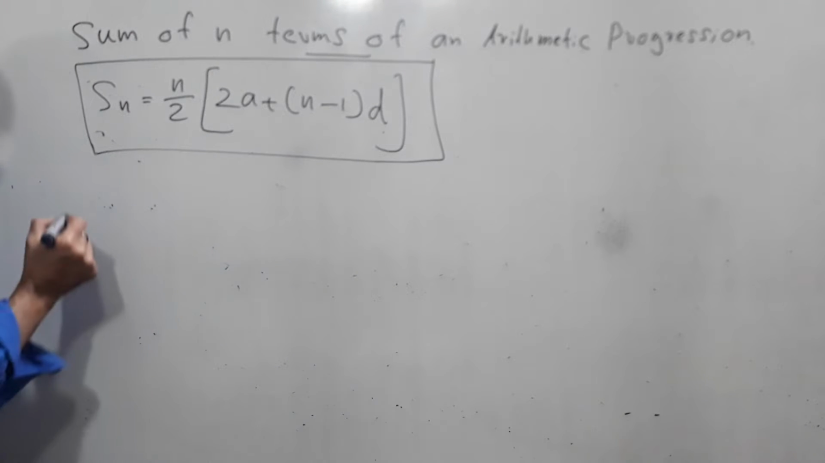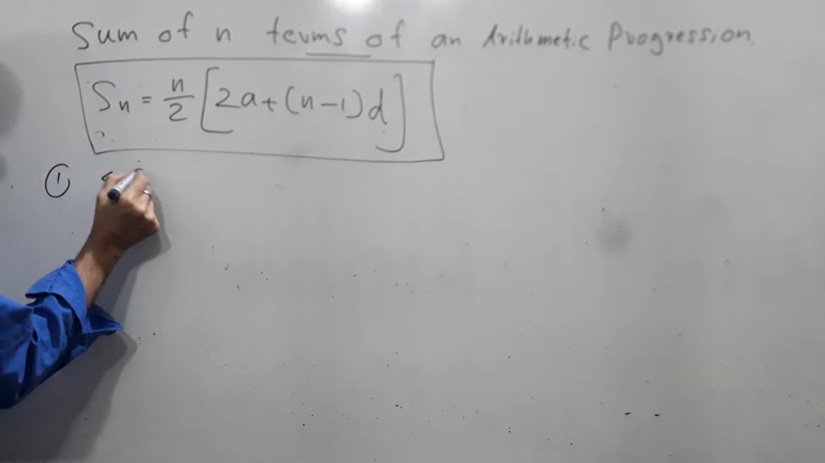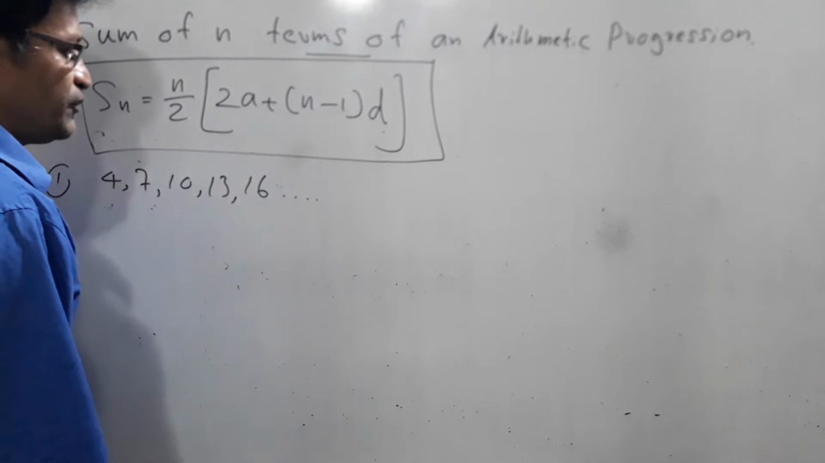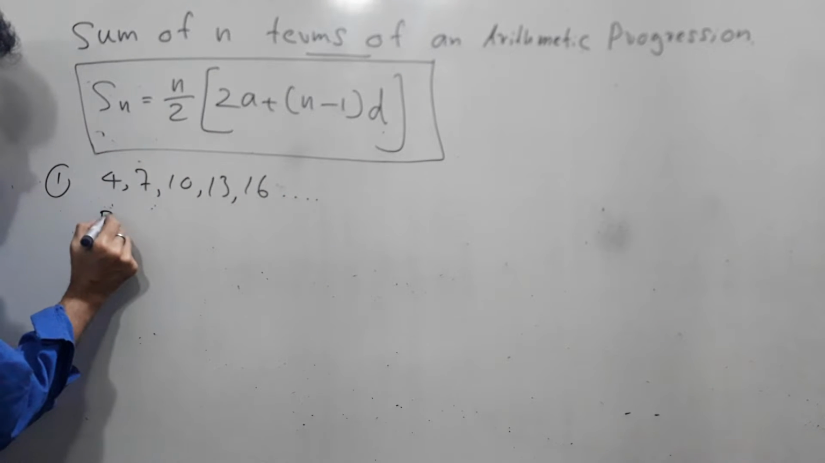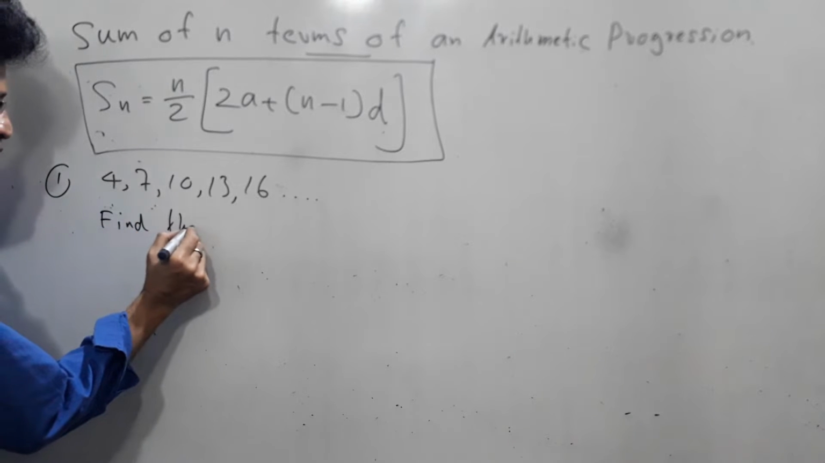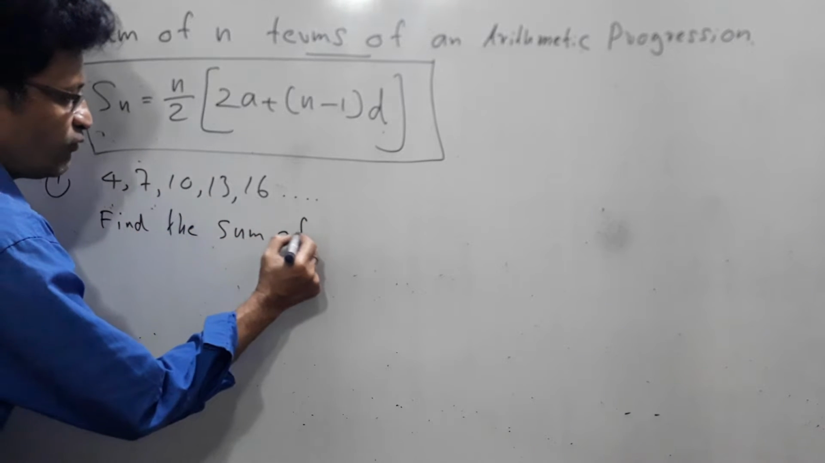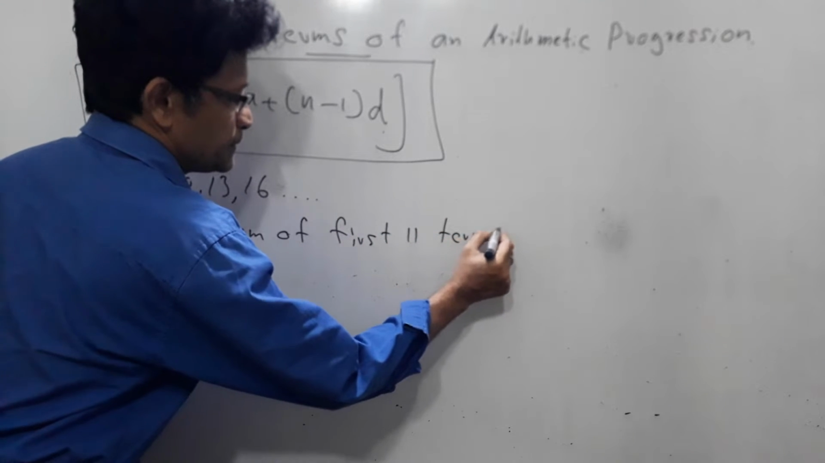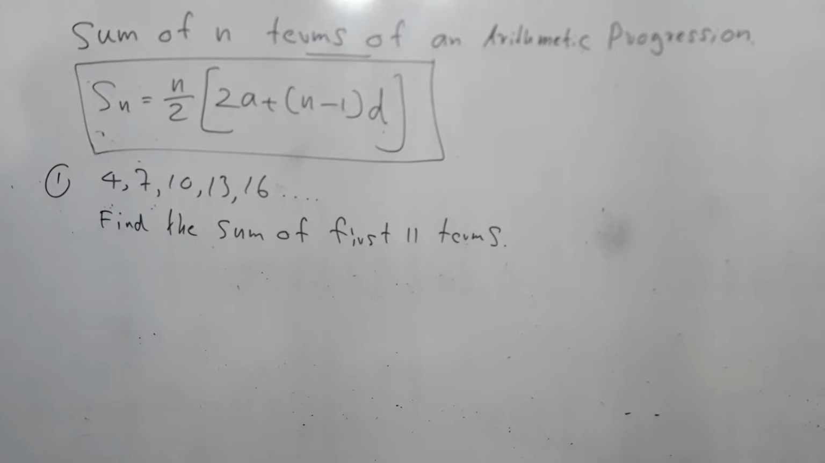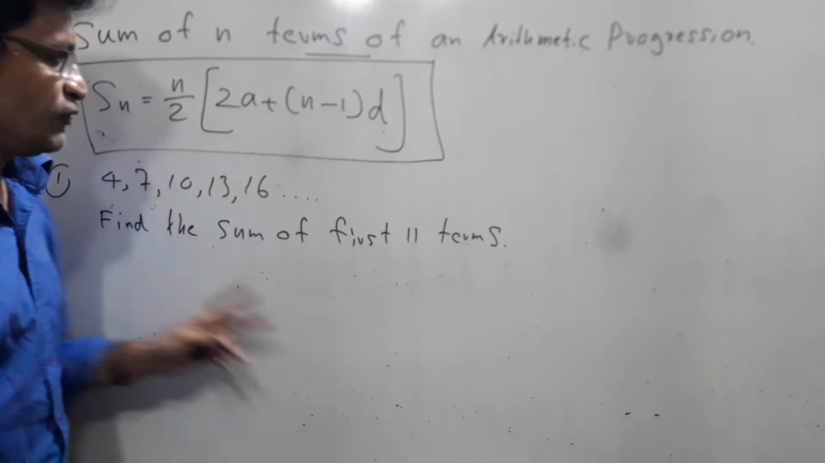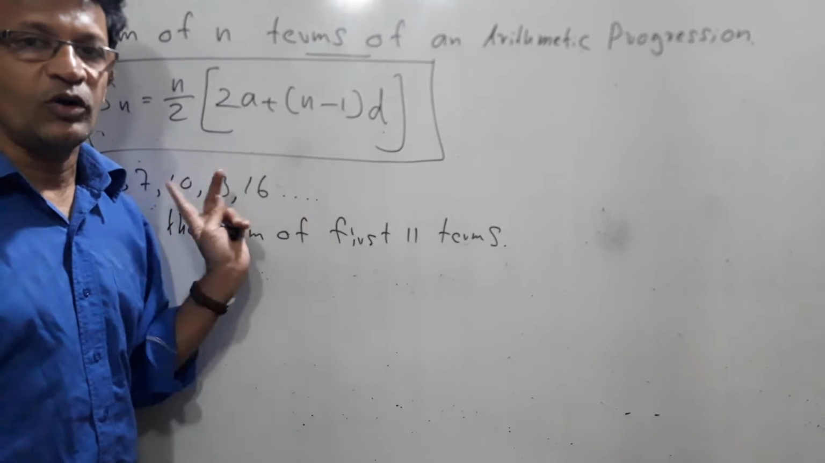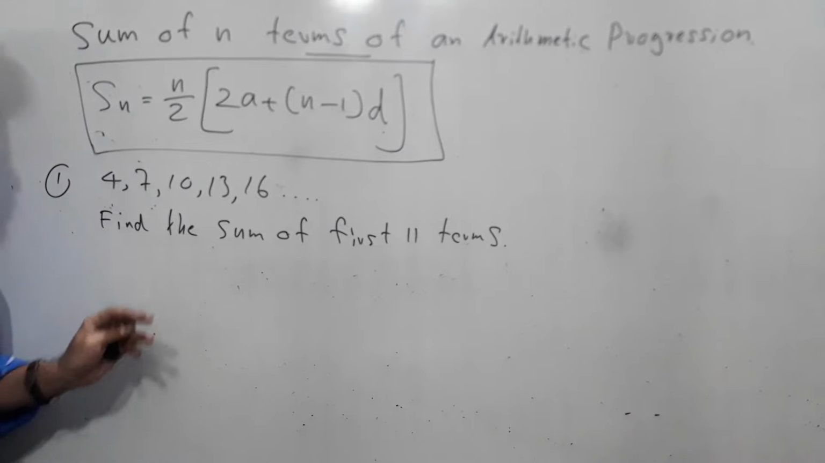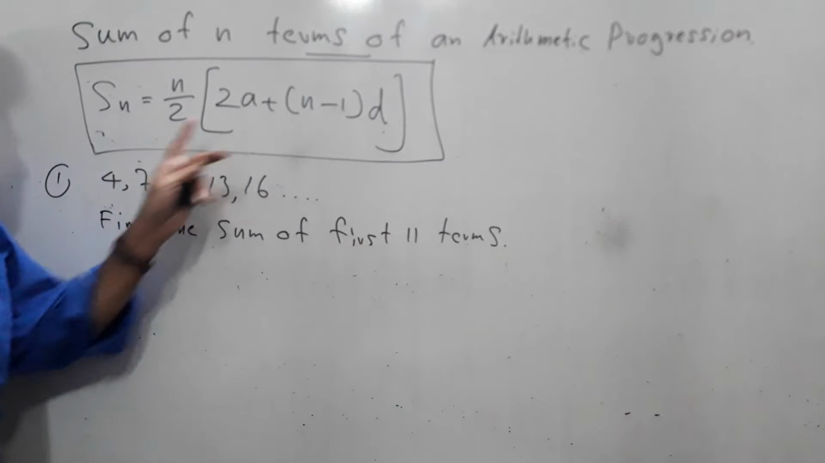Now say that there is an arithmetic progression 4, 7, 10, 13, 16 and so on. There's a question: find the sum of the first 11 terms. If you write all 11 terms and add them, you'll get the answer, but you won't get the marks. So to find the sum of the first 11 terms, you have to use this formula.